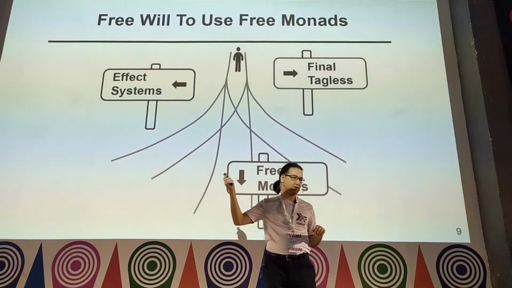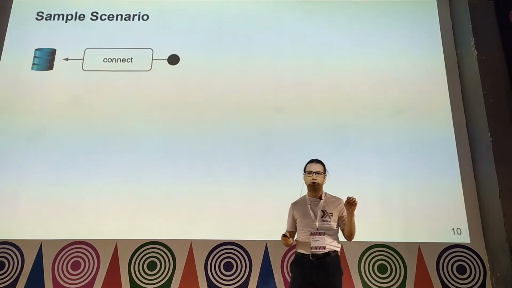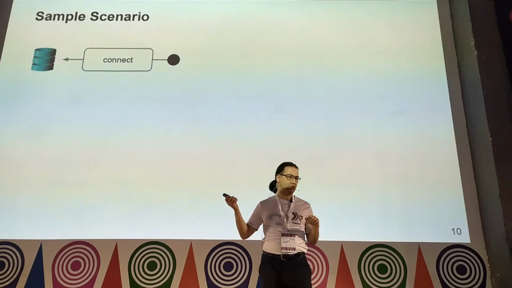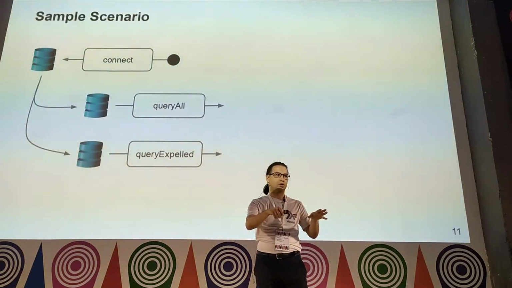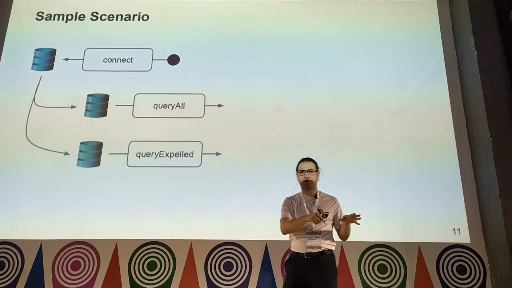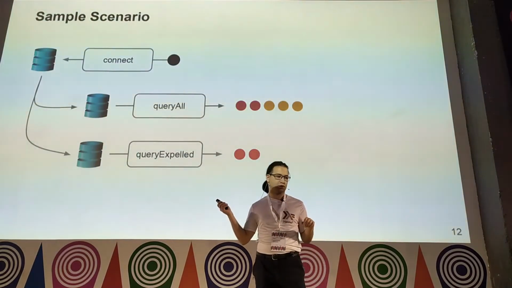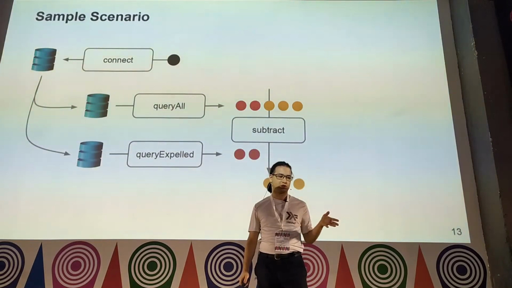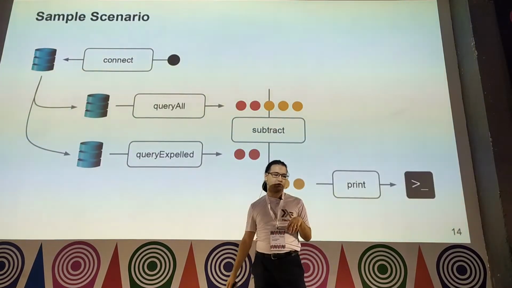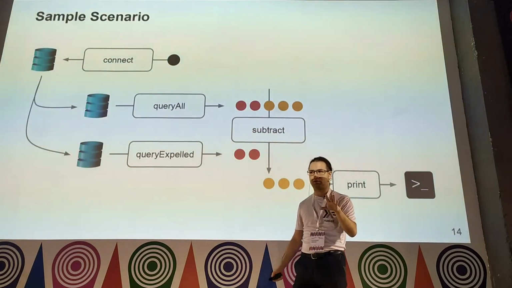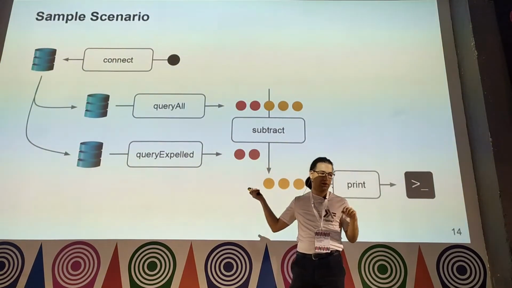It's okay. Nevertheless, we will consider a simple scenario that can happen in any company because it interacts with a database. Firstly, we will connect to the database. Then we query some things about students, like querying all the students and querying expelled students. Strange queries, I agree. Then we have some lists of results. After that, we can subtract one list from another, and we will get the students who are active in this university. And the final thing, we want to print this information somewhere, maybe to the console. It's a simple scenario, right? But it can show us the idea.